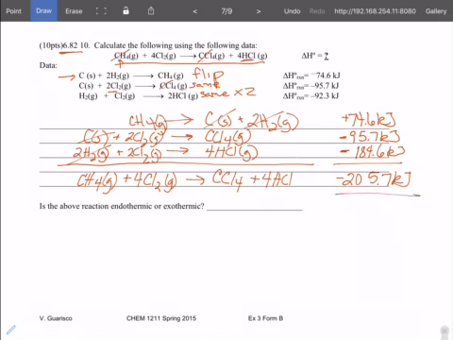And then the question is, is it endothermic or exothermic? Well, we look at the sign. Since the sign is negative, it's exothermic. If it was positive, it would have been endothermic. Now, Hess law problems pretty much all work the same way. You flip some, you multiply, you divide, whatever you need to get to the goal.